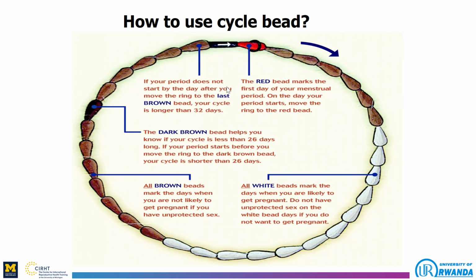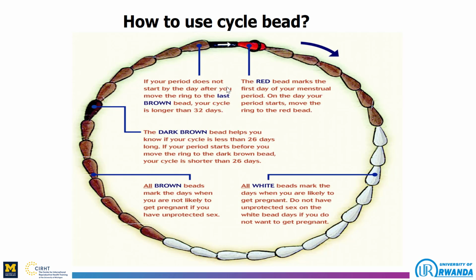And this period of brown bead is a period when you can have unprotected sex. But let us go to the white bead. The white bead marks the days when you are likely to get pregnant. Do not have unprotected sex on the white bead days if you don't want to get pregnant. This means that during this period you have to be protected.